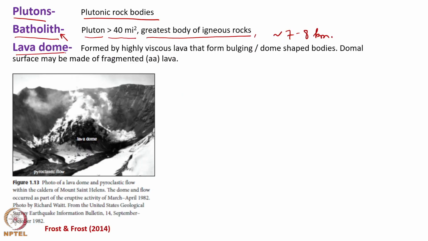What is a lava dome? These are formed by highly viscous lava that form bulging or dome shaped bodies. So, this is an example of a lava dome. It is a hot molten lava and a domal geometry is produced. Domal surface may be made up of fragmented lava. This surface can be consisting of the lava.